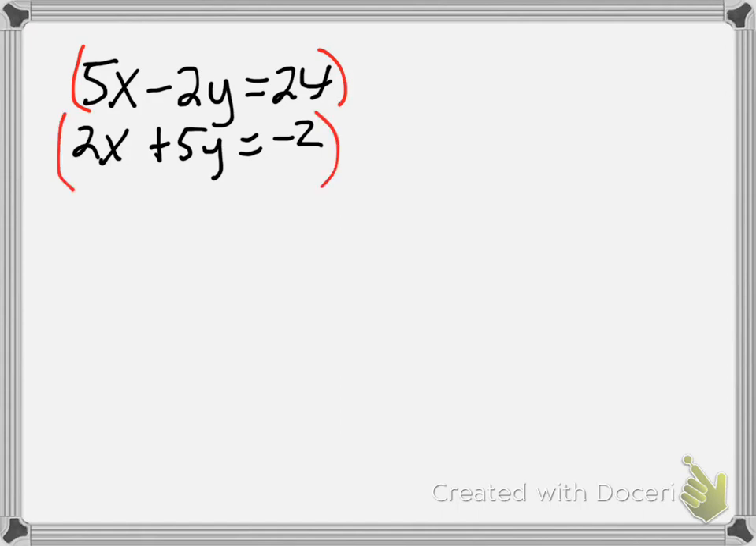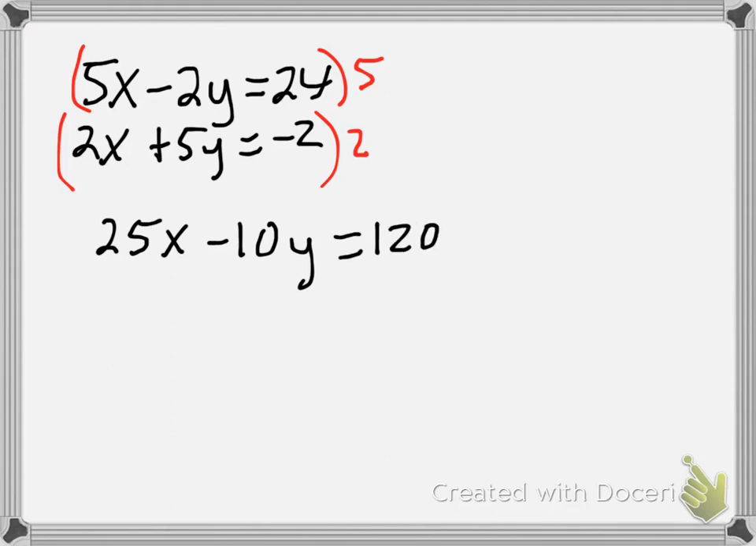Well, in order to get my y's to cancel, I would need the top y to be -10y, which means I'm going to have to multiply it by 5. The bottom equation to be +10y, which means I'm going to have to multiply it by 2. So I get 25x minus 10y equals 120. And the bottom equation gives me 4x plus 10y is equal to -4.